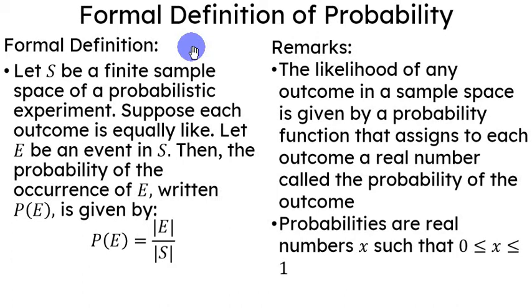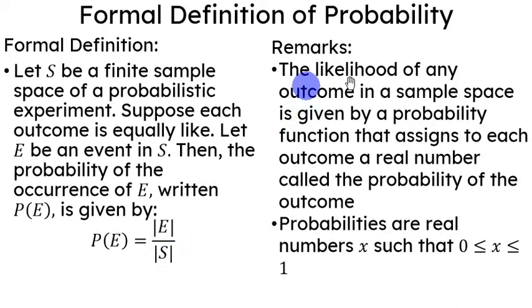Let us now formally define probability. Let S be a finite sample space of a probabilistic experiment. Suppose each outcome is equally likely. Let E be an event in S. Then the probability of occurrence of E, written as P(E), is given by the cardinality of set E over the cardinality of the sample space S. So it's the cardinality of event E over the cardinality of sample space S.